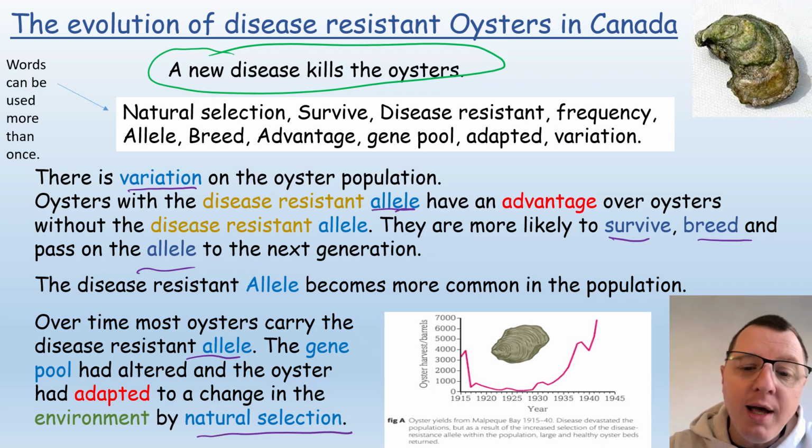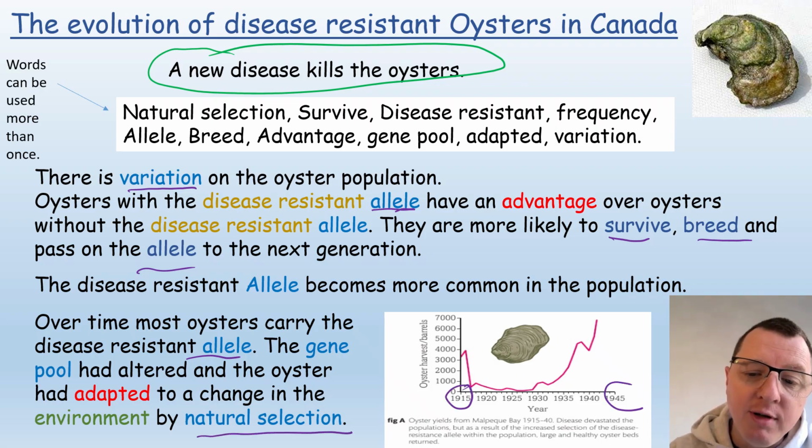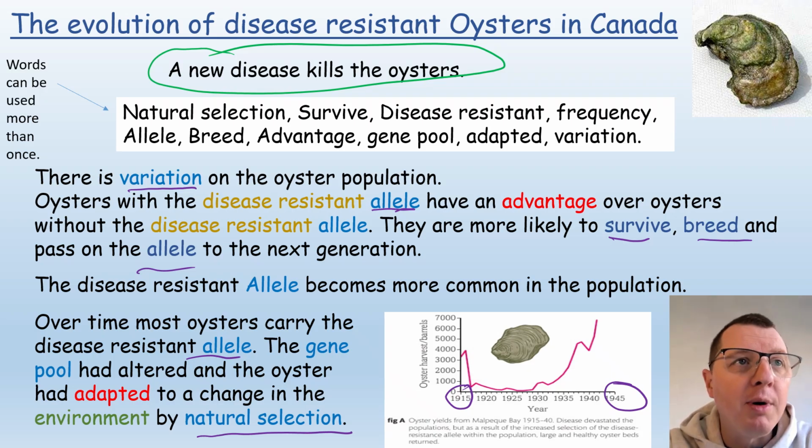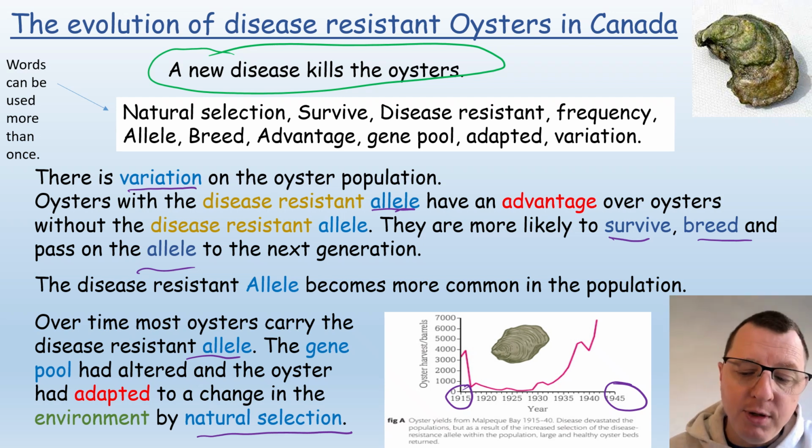Now, this has only happened from 1915 to 1945, over approximately 30 years. But if these changes can add up again and again and again over millions of years, they can and do lead to the formation of new species.